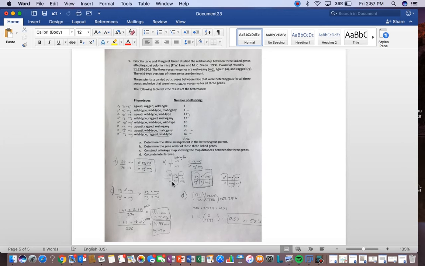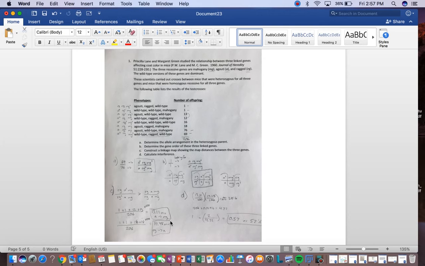Then for part B, we determine the gene order of these 3 linked genes. As it shows in the picture there, we take the 2 smallest ones, which are the 1 and 1, and take those phenotypes next to each other. Then we figure out which one needs to be switched so that it matches what the parent looks like. We find that it's the one box there. So we find the gene order to be RG, then the A, and then the MG. That's how we did part B.